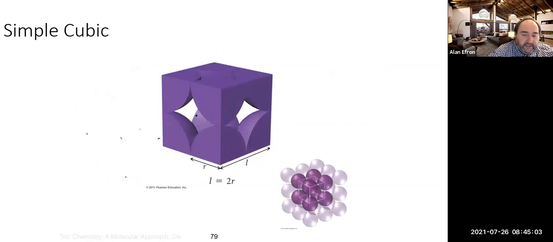Here's a closer look at it. Again, the length being 2 times r, and again, an eighth of an atom coming out in each of those corners.